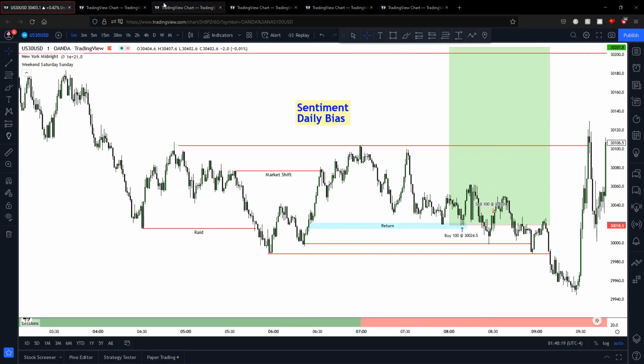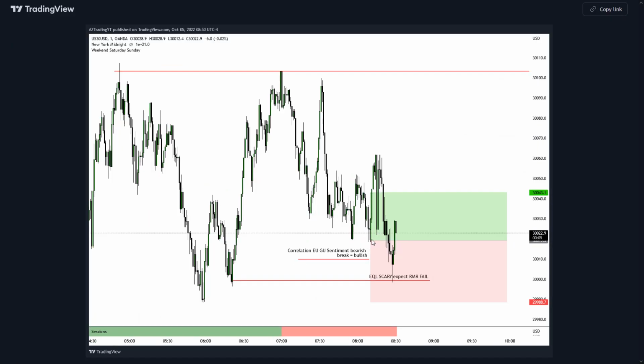I've just got some screenshots to show you that I took live, which I placed in my journal, and you can see that this is exactly where my entry was, and this is the exact moment in time where I got out at break even, and I labeled this swing low, equal low, scary, expect the RMR to fail. So I expected my trade to fail, so I got out at break even.